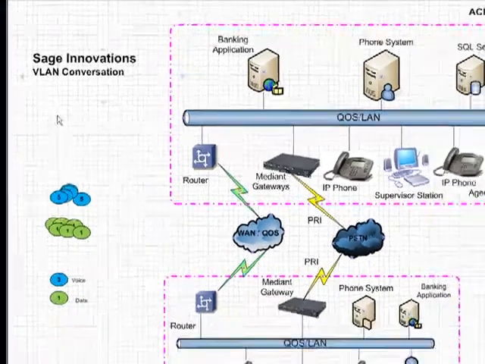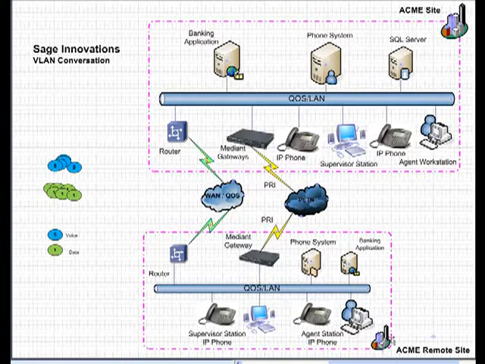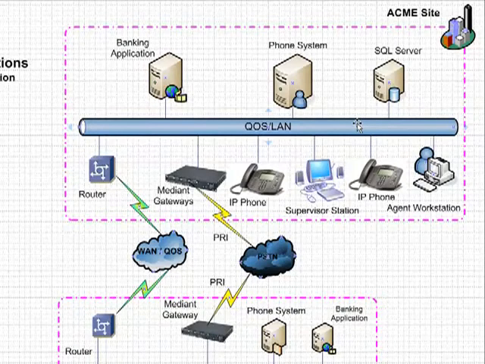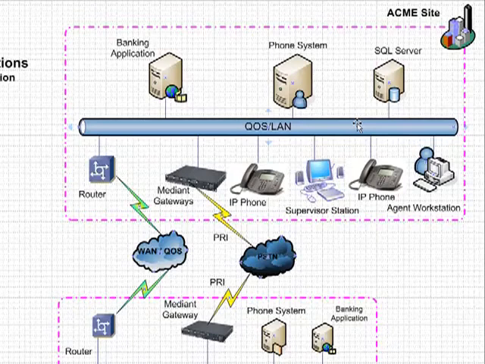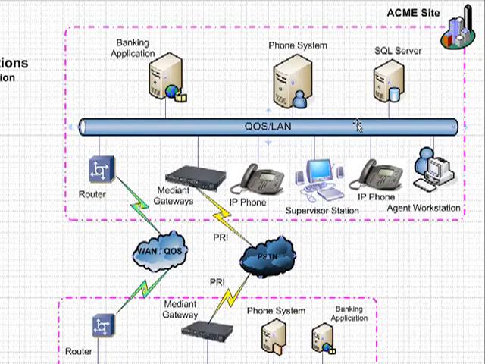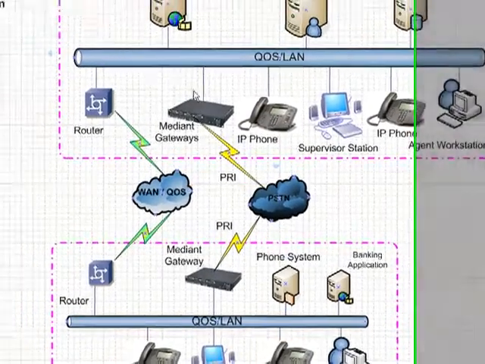I've depicted a diagram here of two sites, Acme Site 1 and then the Acme remote site here. Each of these sites have a QoS LAN. This generally is vendor agnostic. This is standards-based technology, so all the standard HP, Cisco's, Brocades of the world would all support this in a managed environment. So we have a managed switch here and we have a managed switch here.